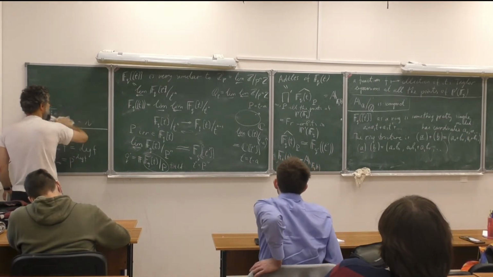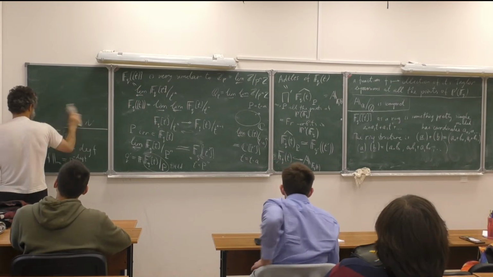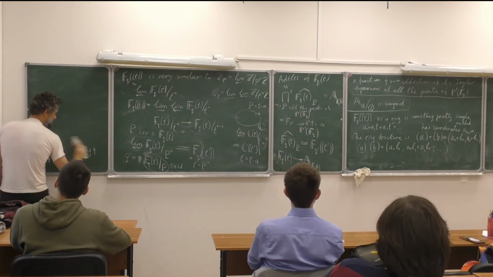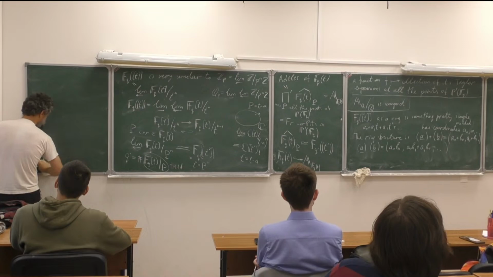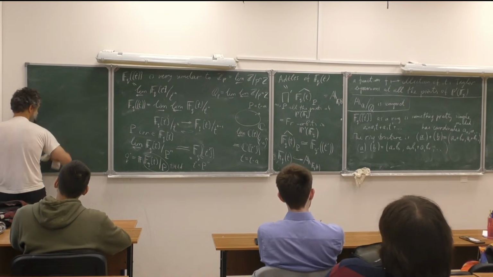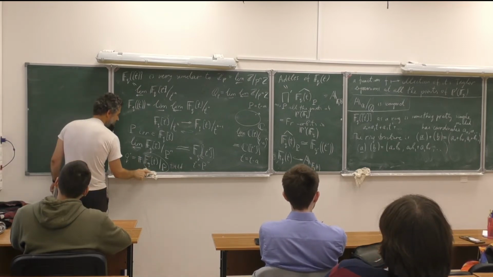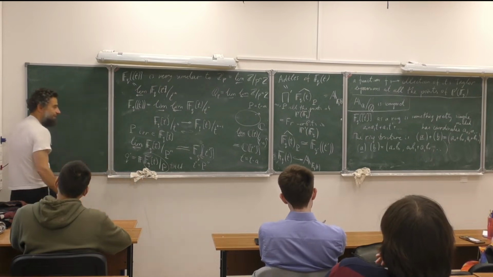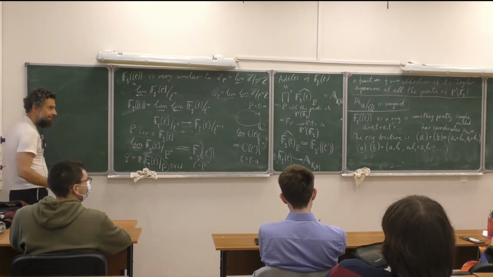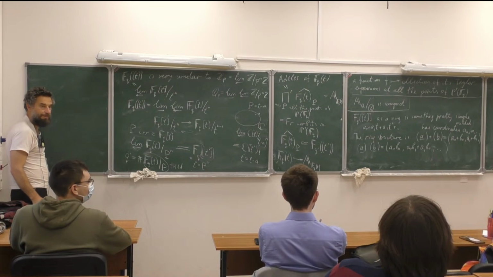Okay, so now guided by the similarity between p-adic numbers and formal power series, I want to ask how it works for p-adic numbers.